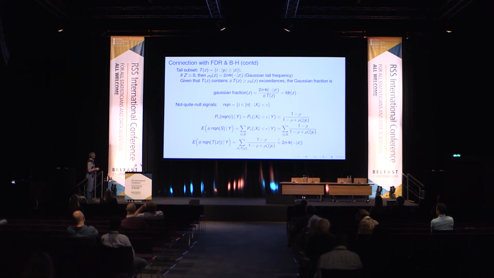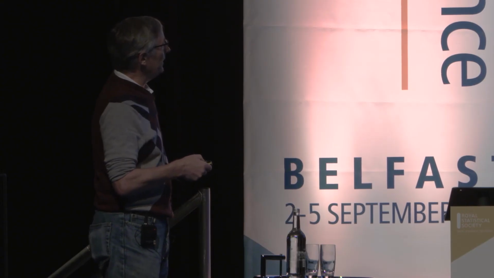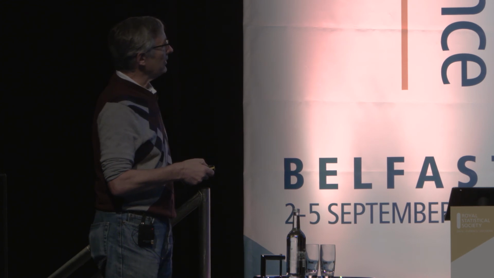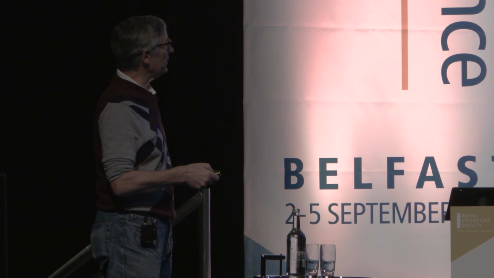So the set of not quite null signals are those that fail to exceed this threshold, which you don't really have to set, but you can imagine it. And according to the argument that I've just given you, the probability of this event, the probability that index i is in this set, conditional on y, is given by this, just depends on yi, it depends on the zeta function.